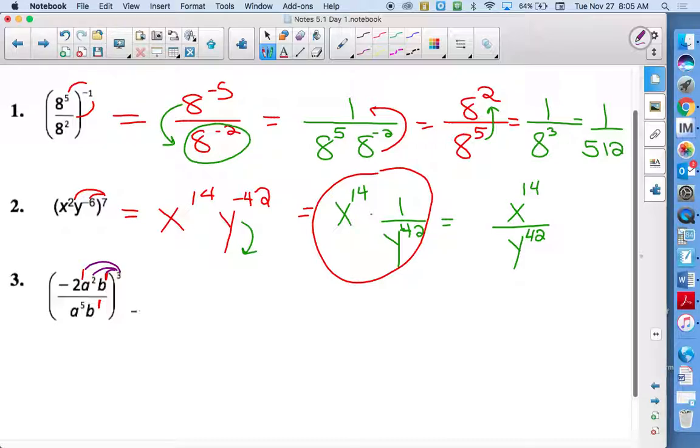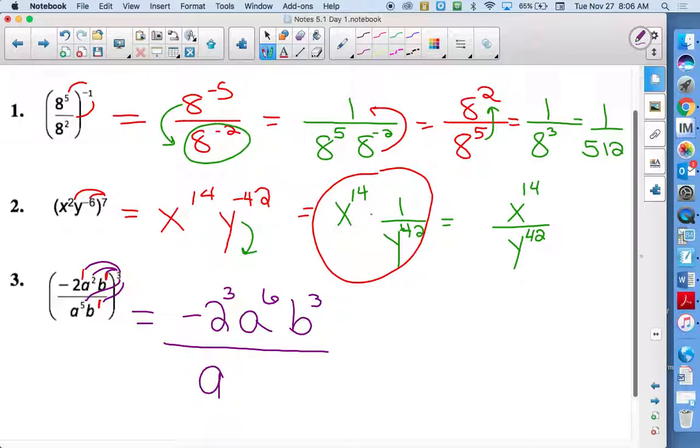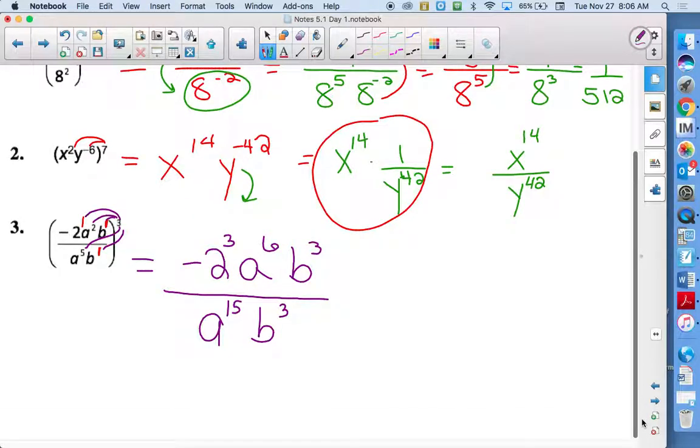So the number also gets the exponent. Just because it's a number, it doesn't exclude it from having a power. So negative 2 is cubed. The a had a 2. We're multiplying 2 times 3 to get 6. The b had a 1. 1 times 3 is 3. So when there's a power outside, that power distributes to every exponent that's inside. In the bottom, it's also going to distribute to the 5 and the 1. So this becomes a to the 15th, and then again, b cubed. So the exponent outside distributed to every single piece that was inside.